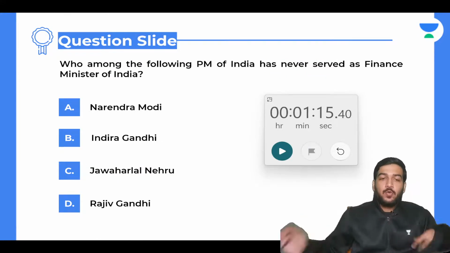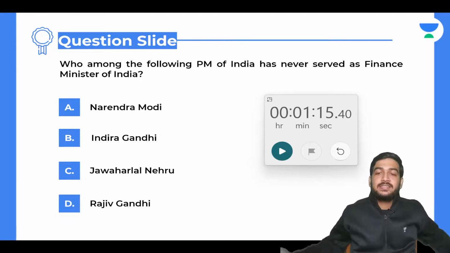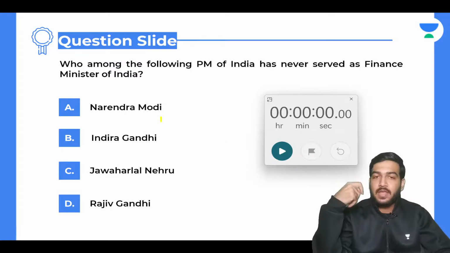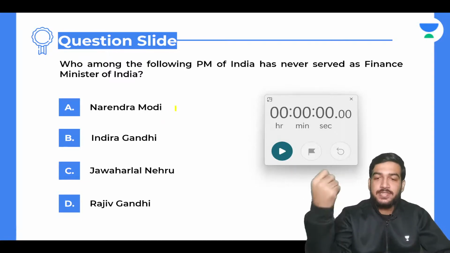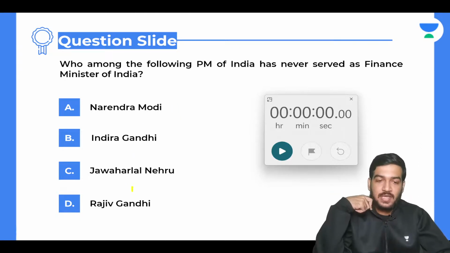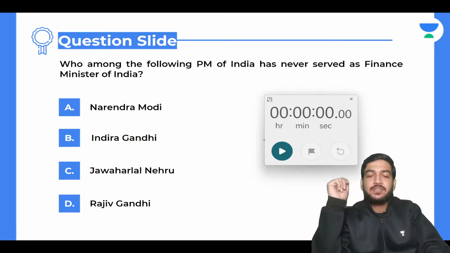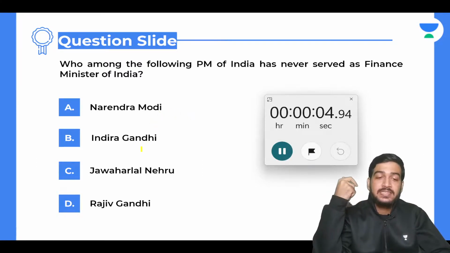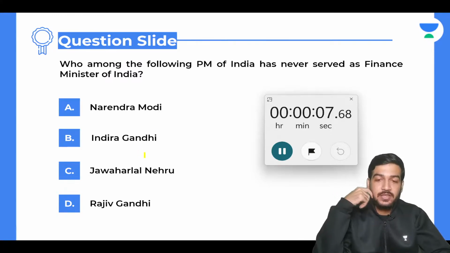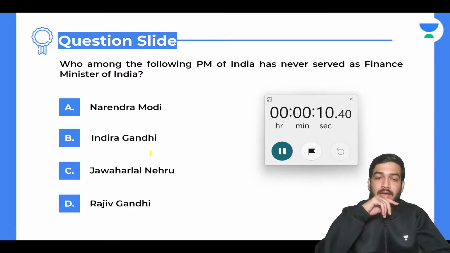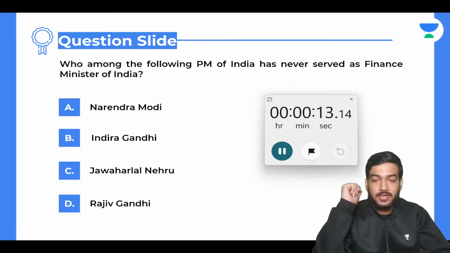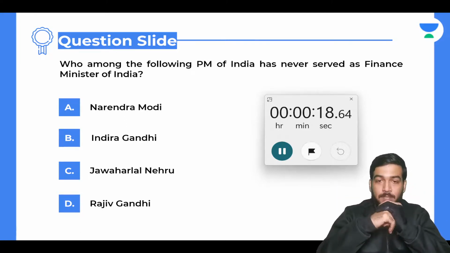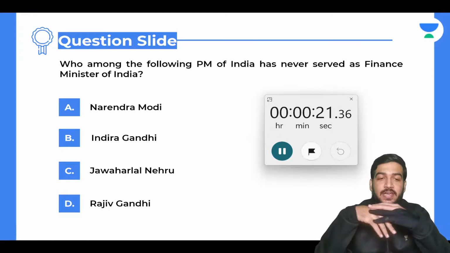Okay. Then, who among the following Prime Ministers of India has never served as the Finance Minister of India? As the Prime Minister, you also get the power to decide your portfolios. One of these options has never served as the Finance Minister of India. A. Narendra Modi, B. Indira Gandhi, C. Jawaharlal Nehru, or D. Rajiv Gandhi. At 45 seconds, I'll give you all a hint also if you are not able to get it right. Who among the following has never served as the Finance Minister of India?